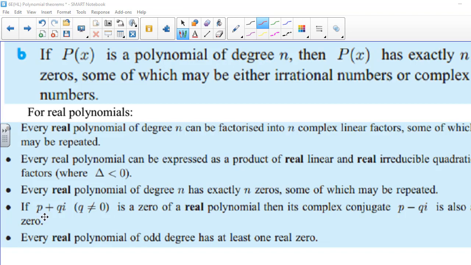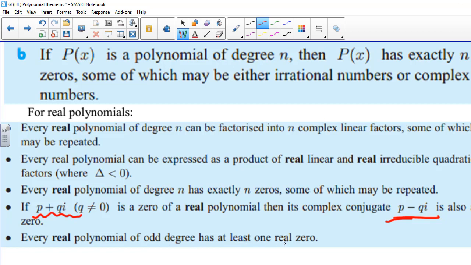If p plus qi, where q cannot be 0, is a zero of a real polynomial, so if q is not 0, this one must be a complex number. If this complex number is a zero of a polynomial, then its complex conjugate, p minus qi, is also a zero. So p plus qi and p minus qi must occur in the zeros of a polynomial function at the same time. Every real polynomial of odd degree has at least one real zero.